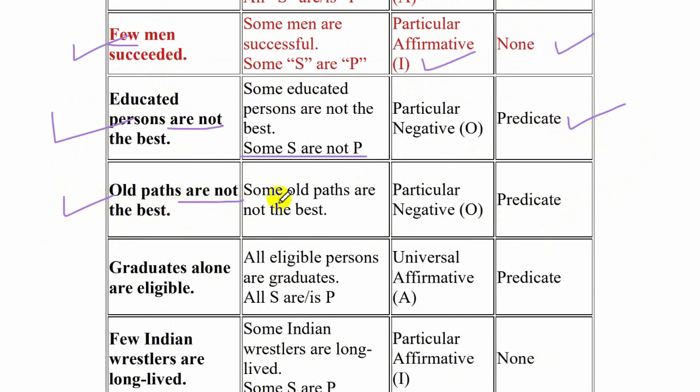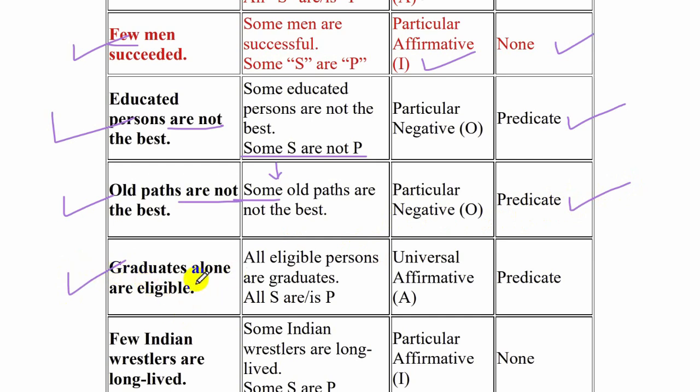Old paths are not the best. Are not, again it's an O type proposition. Some old paths are not the best, because we have to write some, so that's the standard format. In this it's not written, but this is the same thing. Some S are not P, the same format. Some old paths are not the best. It's a particular negative O type proposition, and the distributed term is the predicate.